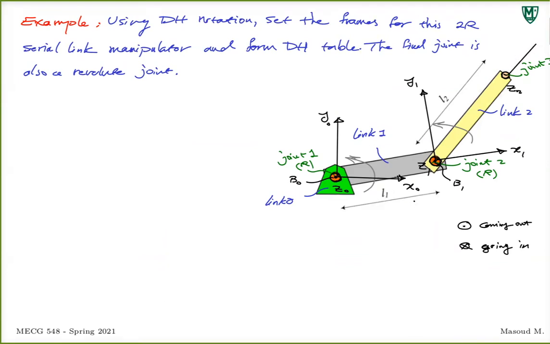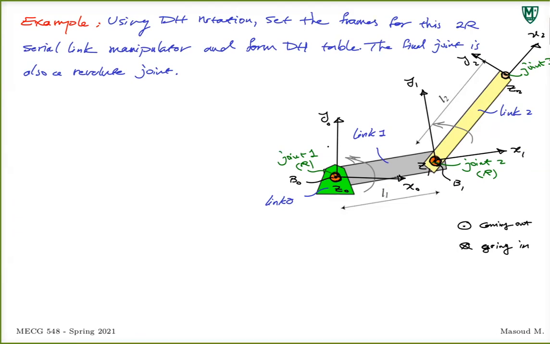How do you decide about the direction? Well, direction is always from Z_{i-1} to Z_i, so from Z1 to Z2. This would be your X2. Once you know Z2 and X2, the cross product of the two gives you Y2. This becomes Y2. Step 1 complete. Now we have all the frames attached.